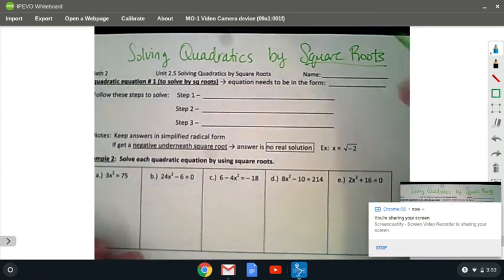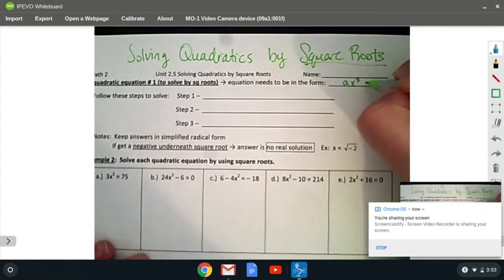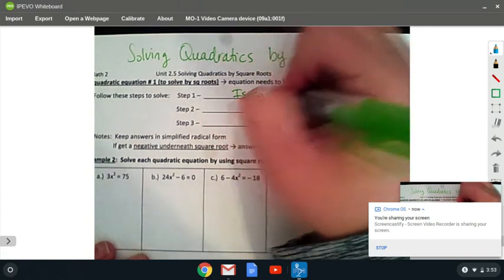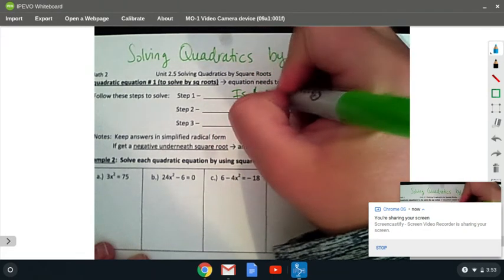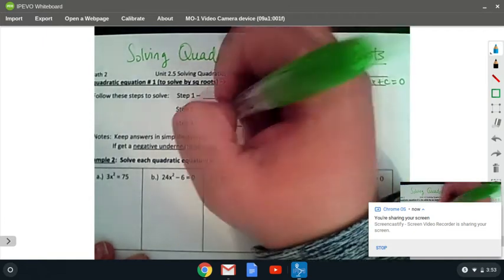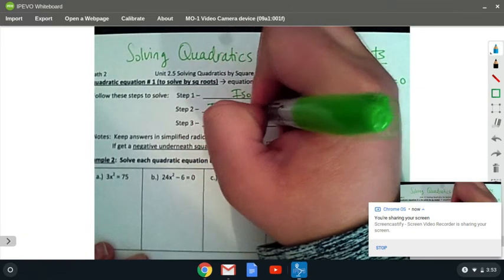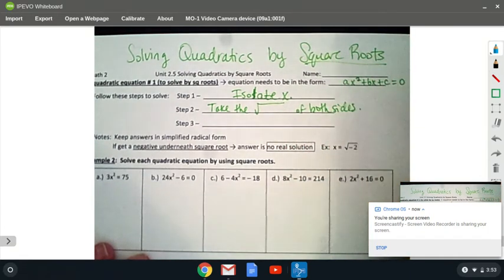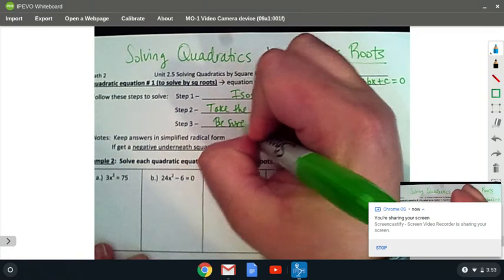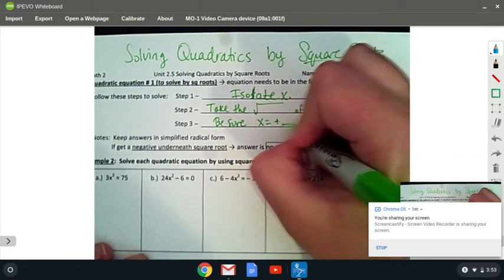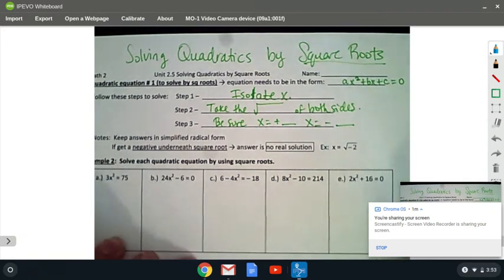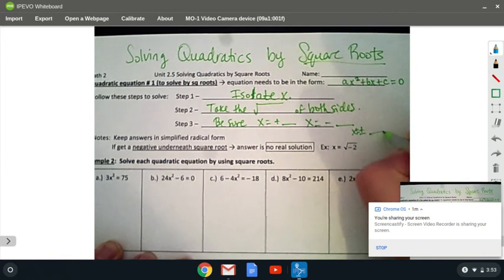Some key things here: it always needs to be in the form of ax squared plus bx plus c equals 0. Our first step is to isolate the x value. Then we're going to take the square root of both sides. And then we need to be sure that we set x equal to our positive solution and x also equal to our negative solution. Okay, so x always equals plus or minus our answer.